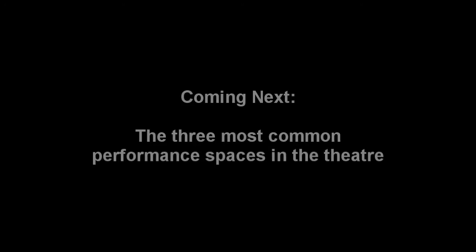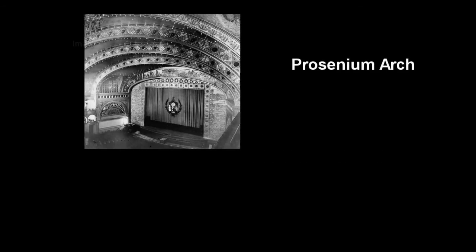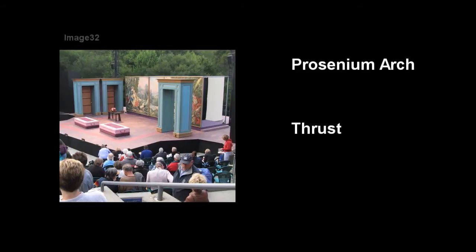In the following units, we will take a look at 3 physical performance spaces in the theater and consider the different conventions that are used to stage a play in each of these different spaces. These spaces are called the proscenium arch, the thrust, and the arena.